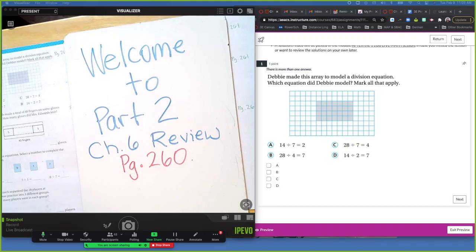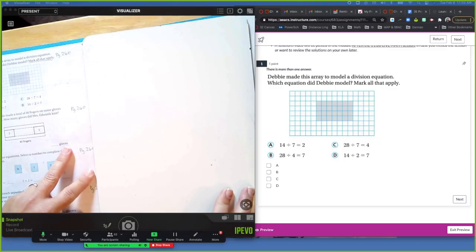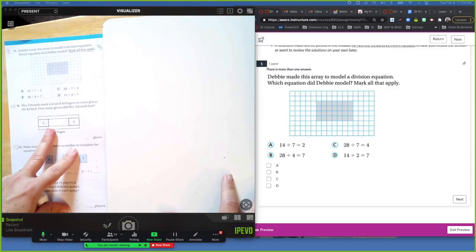Part 2 of the chapter 6 review. We are on page 260 in our book, and we'll be going through the questions from your online quiz that match the questions in your book.